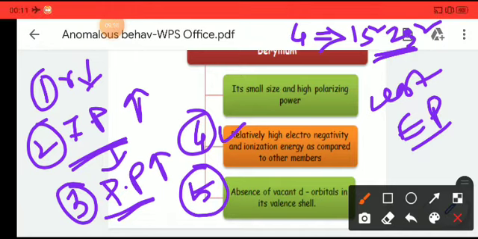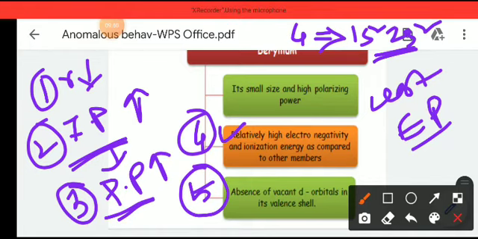Okay, so we have seen the anomalous behavior of lithium and beryllium, and we have also discussed the reasons behind it. The reasons for lithium and beryllium are the same or almost similar to each other, as their general characteristics and behavioral changes are also kind of similar. That is why the reasons behind their anomalous behaviors are also the same.